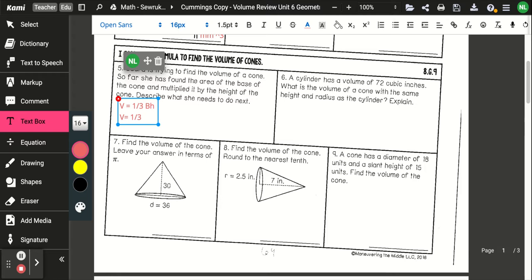I'm just going to use, I wish I had a symbol. Let me see if there's a cheat code really quick. Hold on.